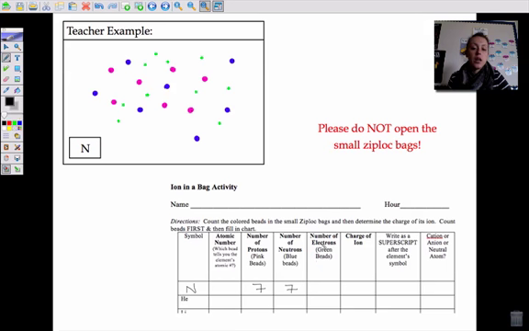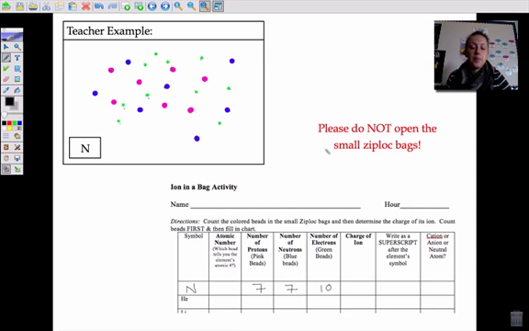neutrons. Now my electrons are the green beads, and in the bags they're extremely small, so you're going to have to kind of put the bag on the table and shake it a little bit without opening it. Please do not open the small bags because I will be very sad if there are beads all over the floor when I get back. So when I count my electrons, I'm going to be really careful and look for them. I would do a triple check for this one. So I have 1, 2, 3, 4, 5, 6, 7, 8, 9, 10 green beads. So I have 10 electrons.